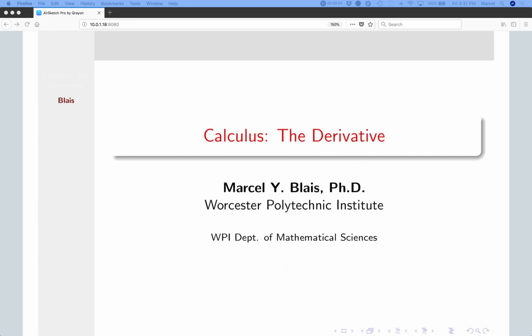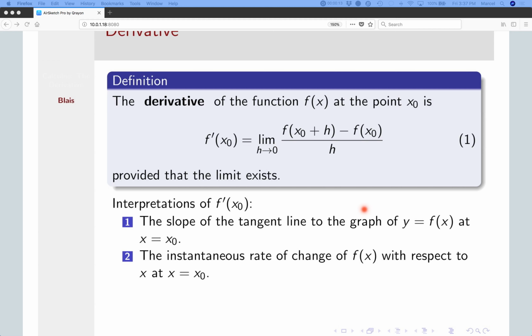In this lecture, we will focus on the concept of the derivative. We introduced it in the previous lecture, and now we will build on it substantially. Recall, this was the key slide from the previous lecture. The derivative of the function f of x at the point x naught is given by the limit of this difference quotient.